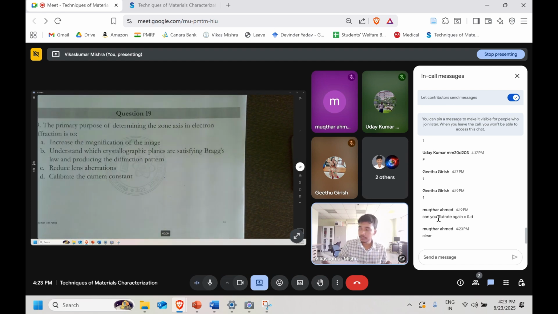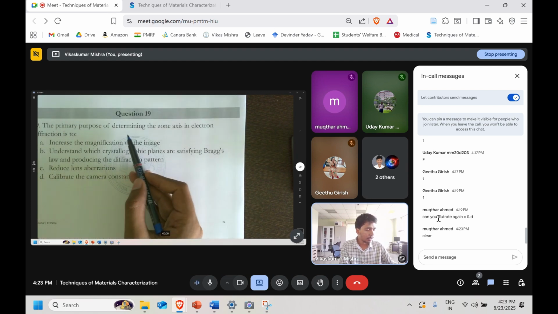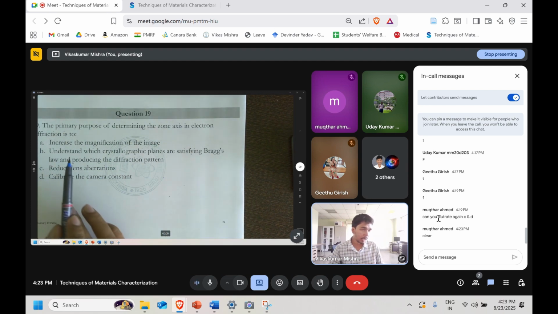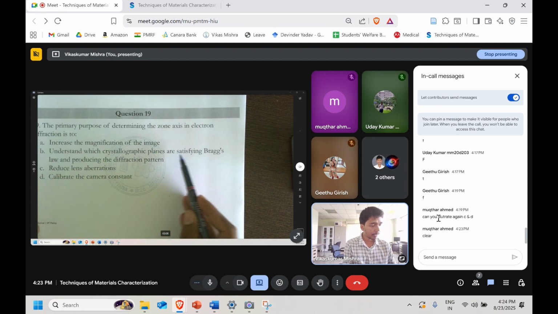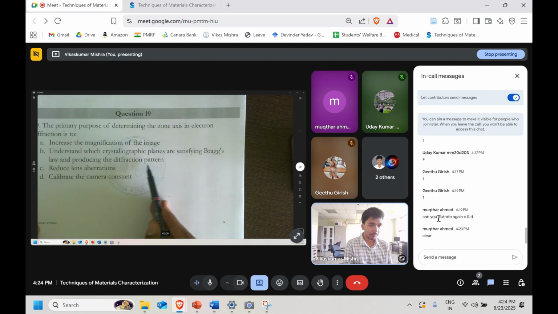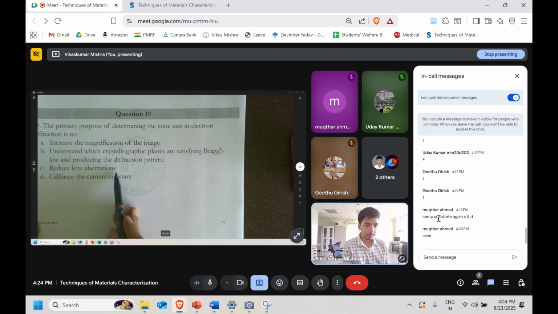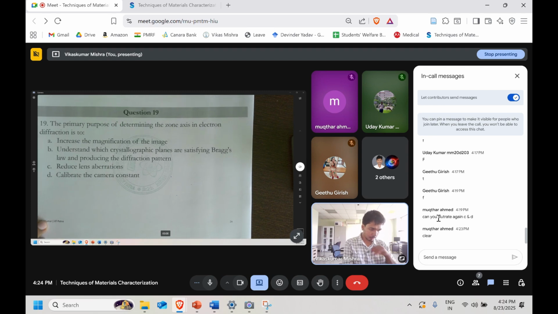Okay, let's move to the next question. Question number 19. The primary purpose of determining the zone axis in electron diffraction is to: find the zone axis, increase the magnification of the image, understand which crystallographic planes are satisfying Bragg's law and producing the diffraction pattern, reduce the lens aberration, or calibrate the camera constant. We are finding the zone axis.